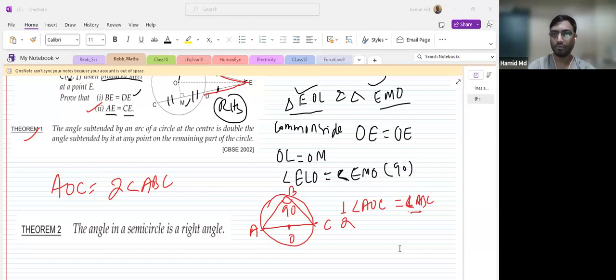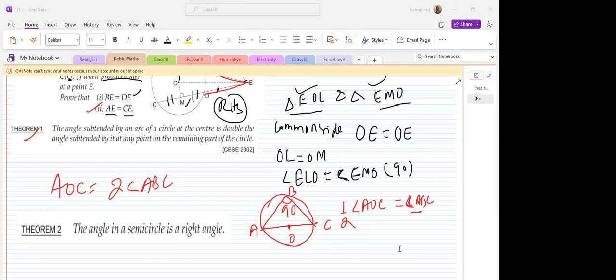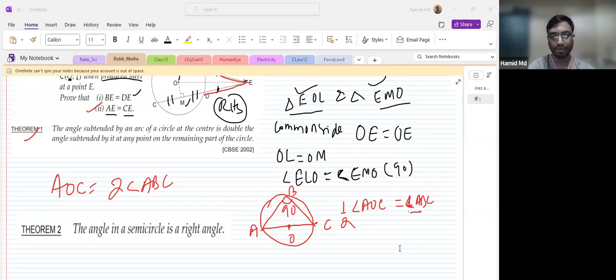So do you remember what we saw last time? This theorem we solved last time, okay? You have to start with theorem 2. Okay, so I think you have sent some assignment as well, right?